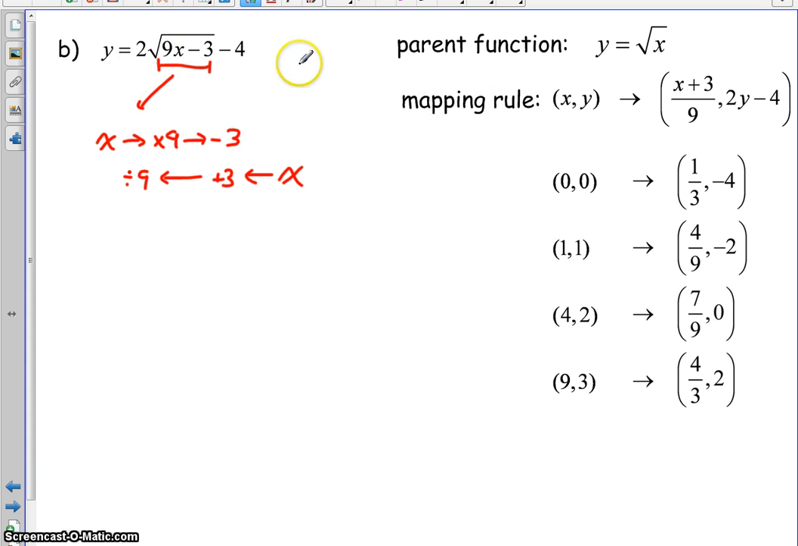Okay, so for this one, hopefully you recognize the parent function is going to be a square root function. And a square root function will have these key points.